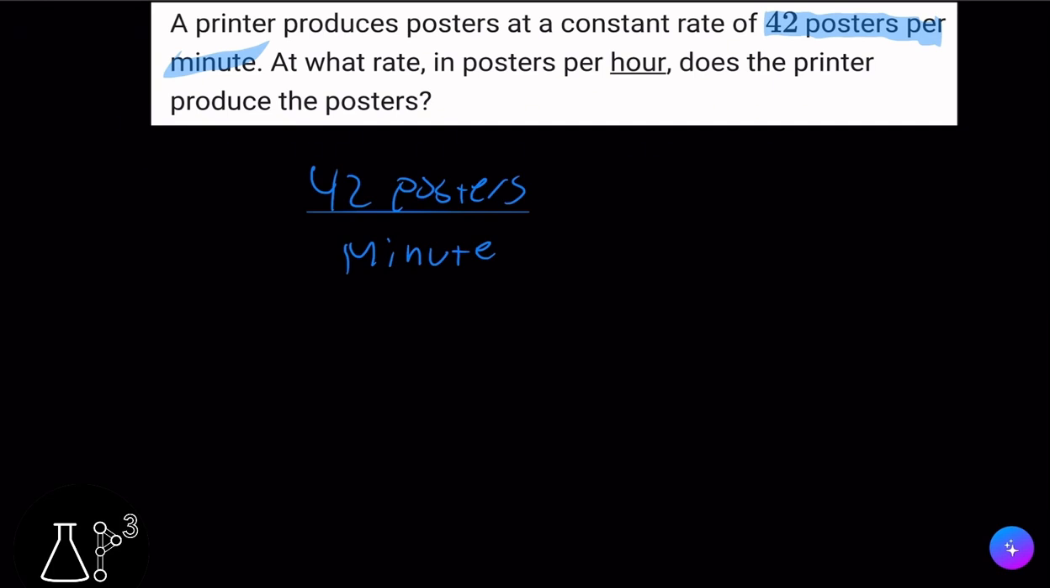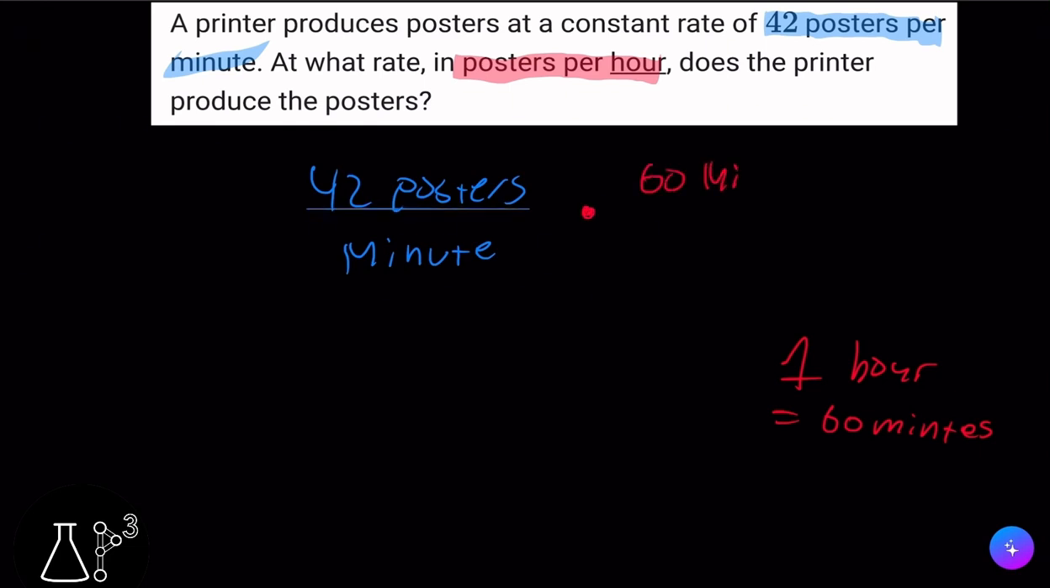So how can we rewrite the conversion, or how can we convert it into posters per hour? Well, remember, in 1 hour, how many minutes are there? 60 minutes. So what we can do is 60 minutes per 1 hour, cancel out the minutes, and we can get a constant rate of posters per hour. So we can multiply 42 posters per minute by 60 minutes per hour. So 1 hour.